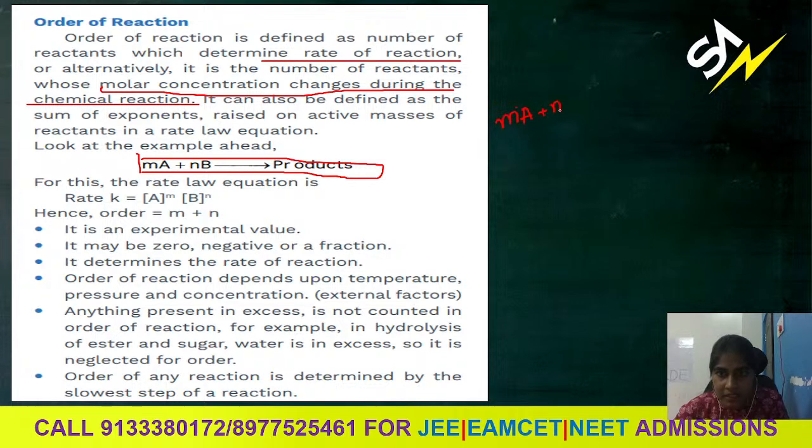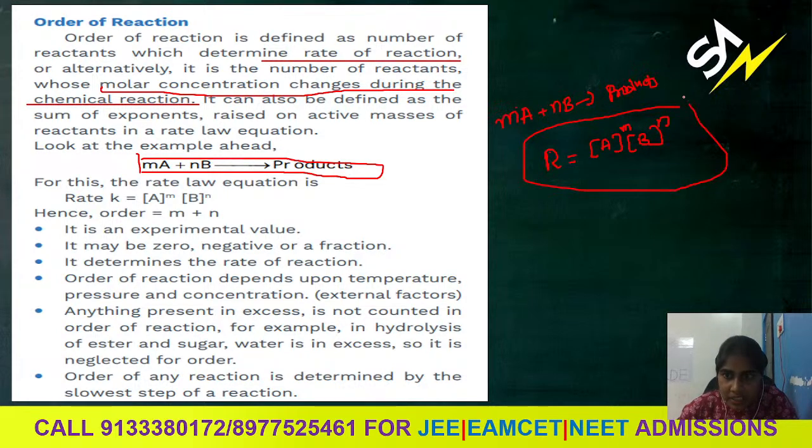For example, if I have taken an equation in this way, mA plus nB gives rise to products. Here the rate is defined, as we have discussed previously, as the concentration of the reactants to the power of their number of moles. For A there are m moles, for B there are n moles. This gives the rate equation.